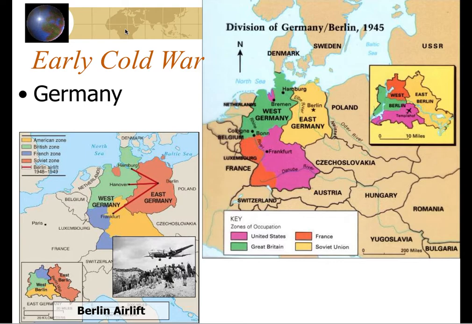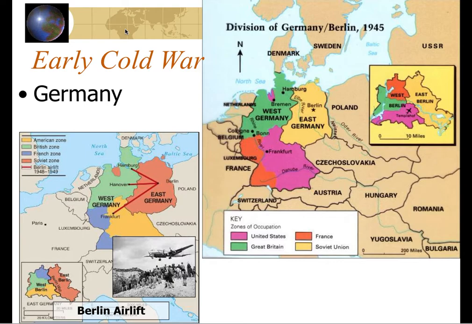But there's always this issue with Berlin. And you can see Berlin deep in East Germany. Under the wartime agreements, the Allies were given access to Berlin. They had roads they could take to Berlin. And so that's what eventually is going to prompt Khrushchev, as the General Secretary of the Soviet Union, to build that wall in Berlin, around the western part of Berlin.